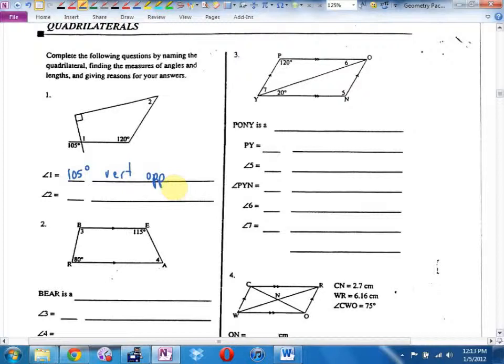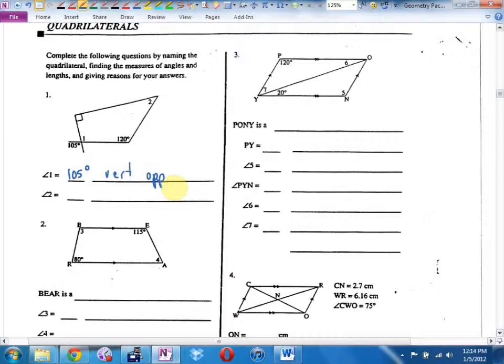Alex is typing away on her calculator, which means she's seen something. Alex, how big is angle two? 45? Convince me. What did you do on your calculator? Why 360? Oh, on your yellow sheet under quadrilaterals, what's the first thing it says? Sum of the quadrilaterals is 360. Remember last day we had the sum of the triangle was 180. We called that angle sum of triangle. How do we call this angle sum of quad?